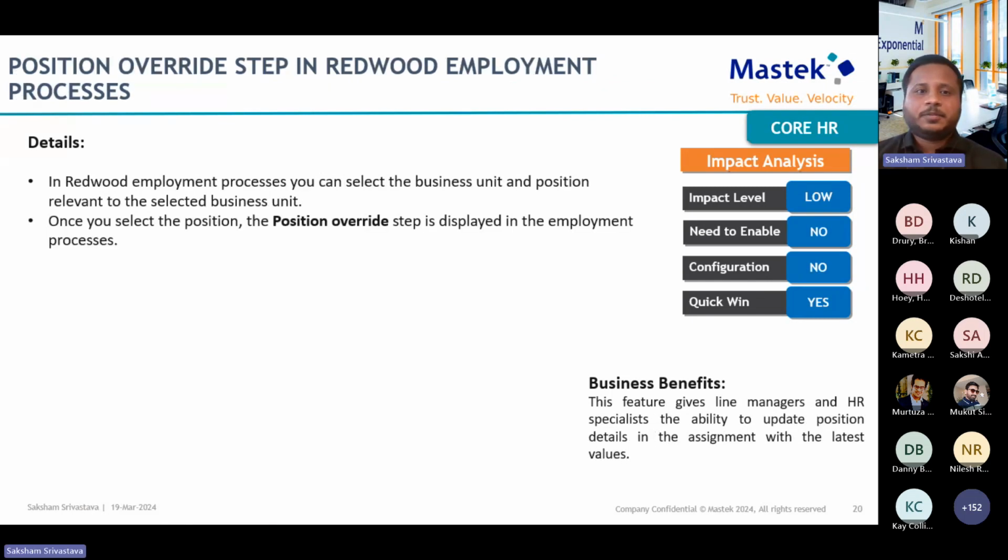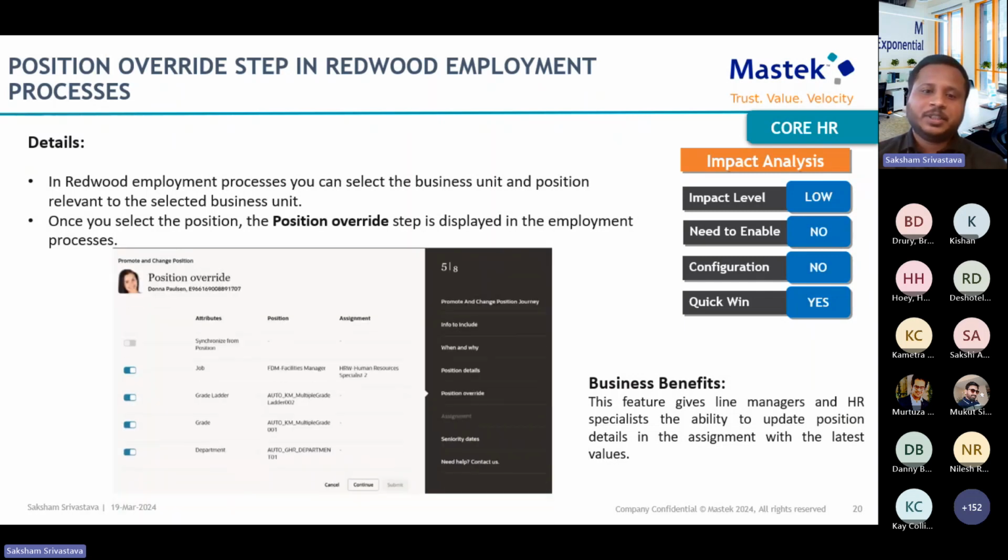The next feature we are going to look at is the position override step in the Redwood employment process. So in the Redwood employment process, we can select a business unit and a position relevant to that BU. And once we do that, a position override step is displayed. So if you see on my screen right now, there's a position override step which has been displayed. It basically gives your line managers or HR specialists the ability to update position details in the assignment with the latest values as per the business needs.